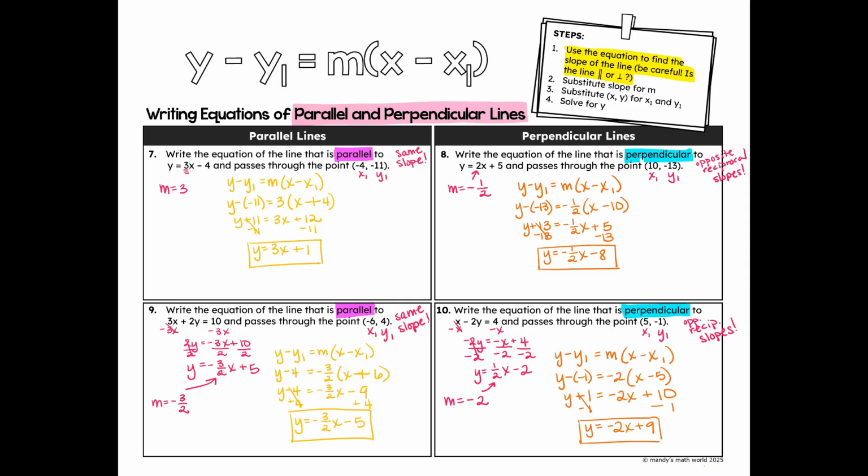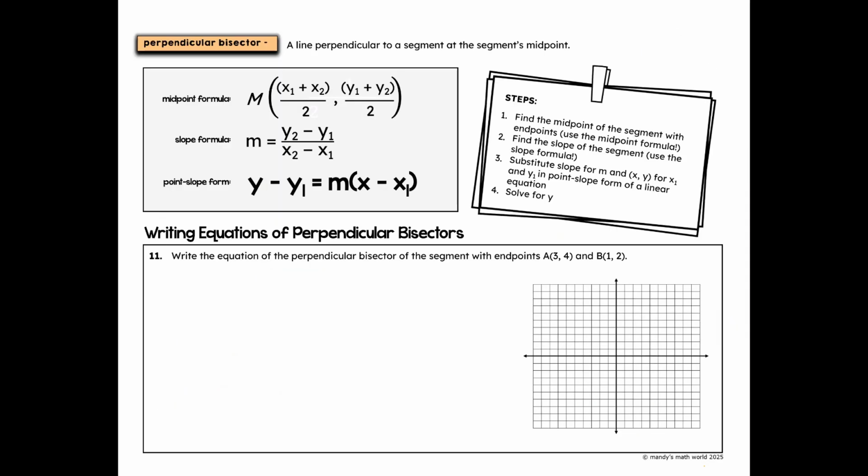Let's move on to our last page of notes. In the last page of notes, we're going to be writing equations of perpendicular bisectors. What is a perpendicular bisector? A perpendicular bisector is a line that is perpendicular to a segment at the segment's midpoint. So it splits that line segment in half. The first thing we're going to do is find the midpoint of the segment with the endpoints. And we're going to use the midpoint formula to do this. So let's look at our last example.